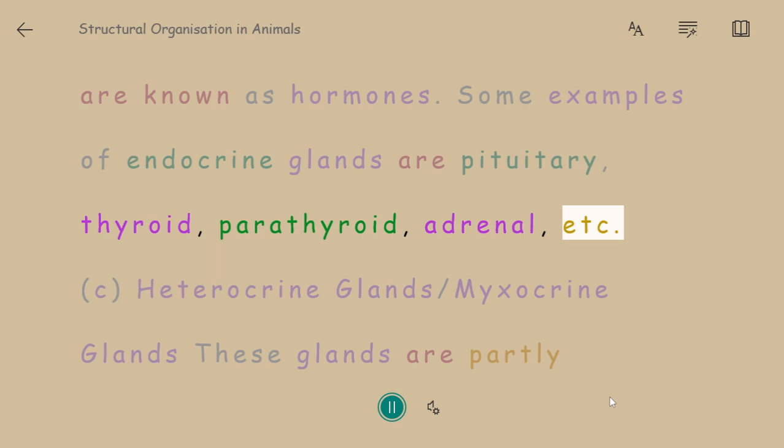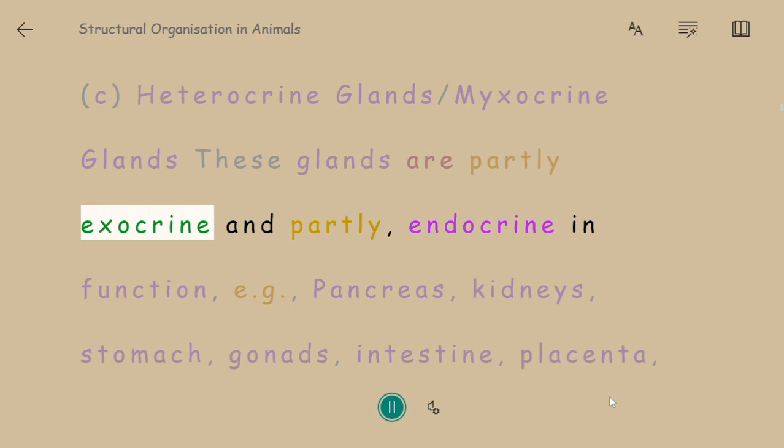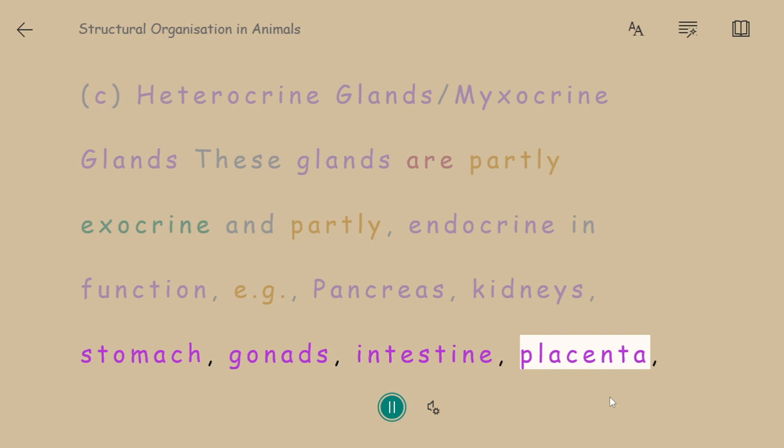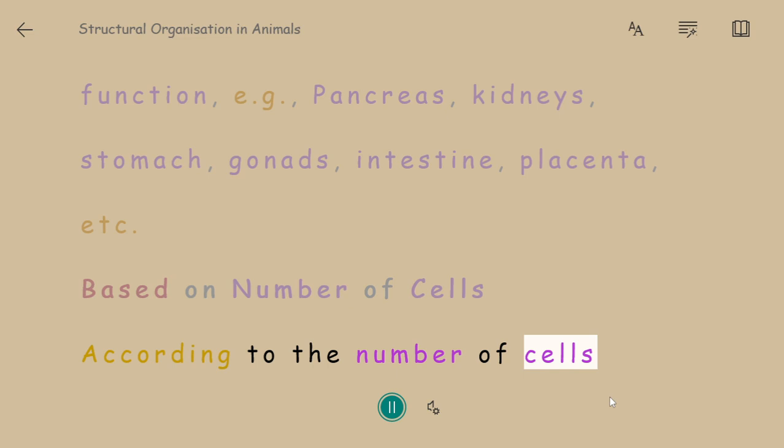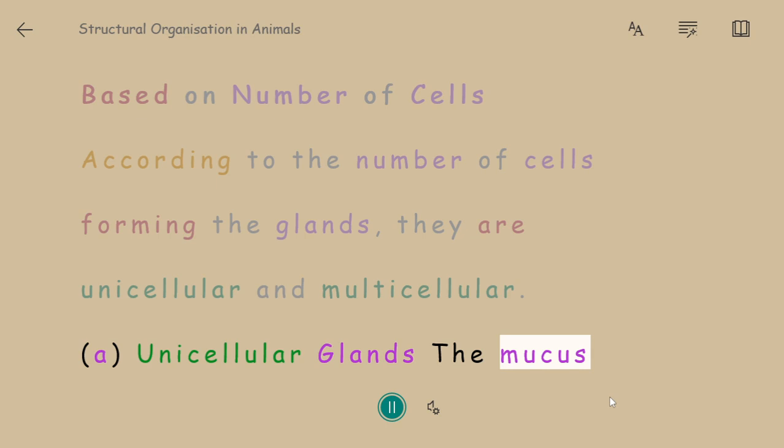C. Heterocrine glands / mixocrine glands. These glands are partly exocrine and partly endocrine in function, example, pancreas, kidneys, stomach, gonads, intestine, placenta, etc. Based on number of cells. According to the number of cells forming the glands, they are unicellular and multicellular. A. Unicellular glands. The mucus-secreting goblet cells of the alimentary canal are called unicellular glands.